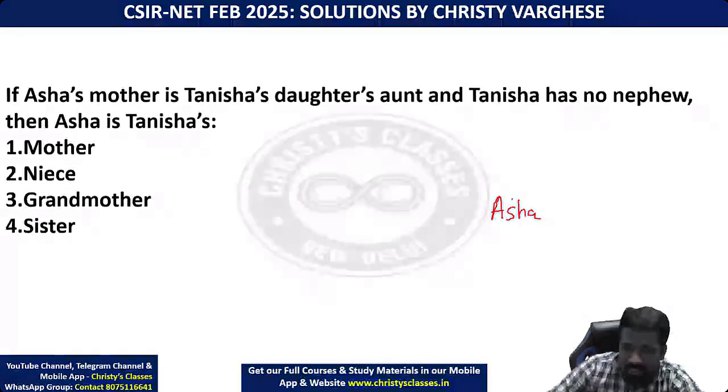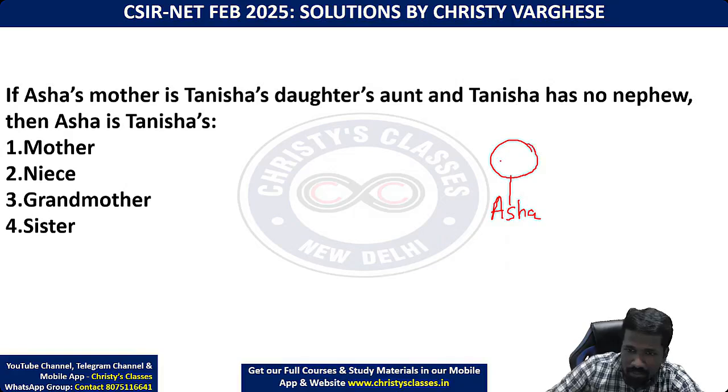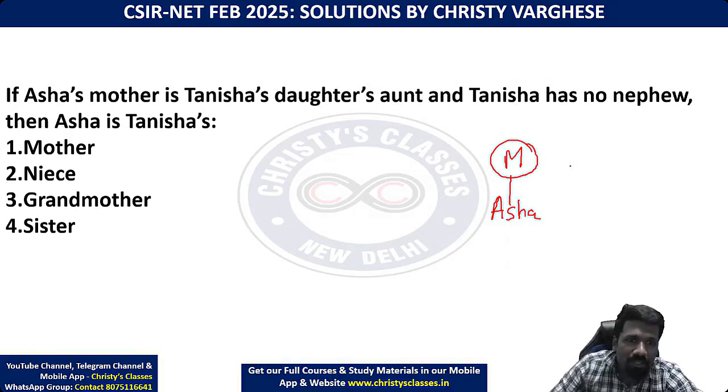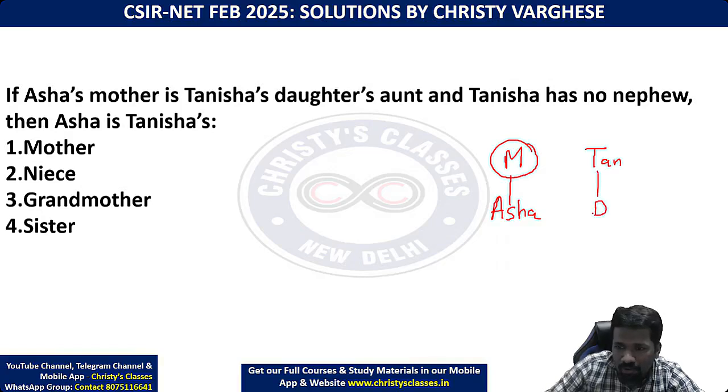Asha's mother is Tanisha's daughter's aunt. So Asha's mother is a female person. Mother, so female. Asha's mother, I'm calling M, M for mother. Mother is Tanisha's daughter's aunt. Tanisha, female or male, we don't know. So Tanisha's daughter, D for daughter, should be female. Daughter's aunt. So whose aunt?